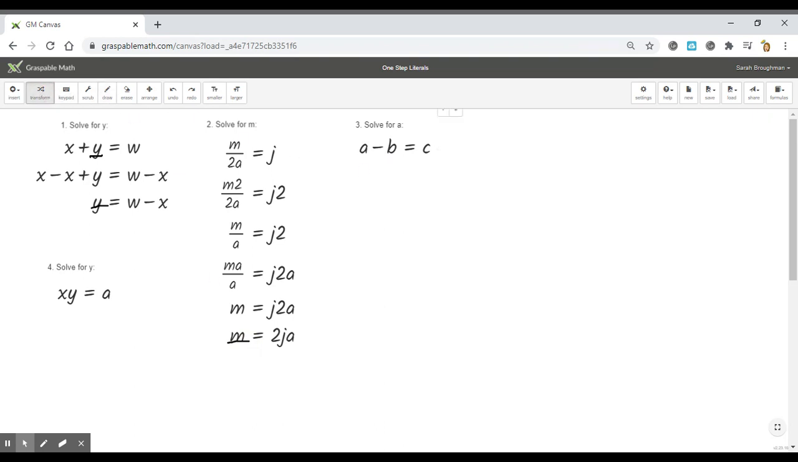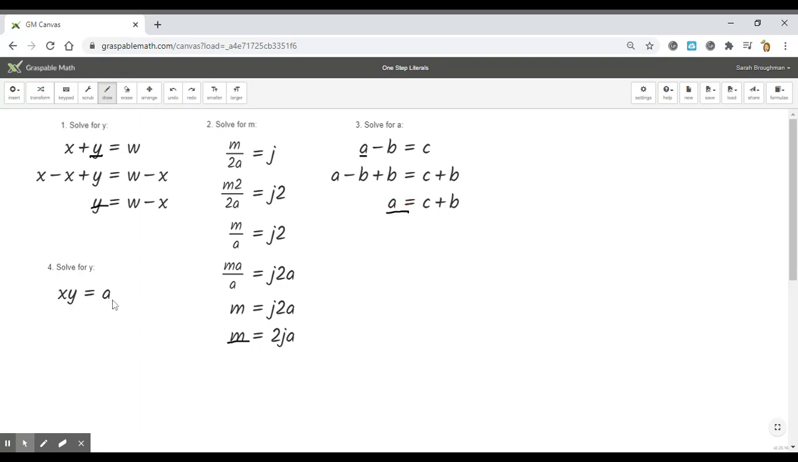For 3, to solve for a, we have a minus b equals c. We want to get a by itself. Make sure I have transform clicked. I'm going to hit the minus b. I'm going to add b to both sides because I know that's the opposite operation. Now, a negative b and a positive b become a zero pair, or 0, and I'm left with a equals c plus b.